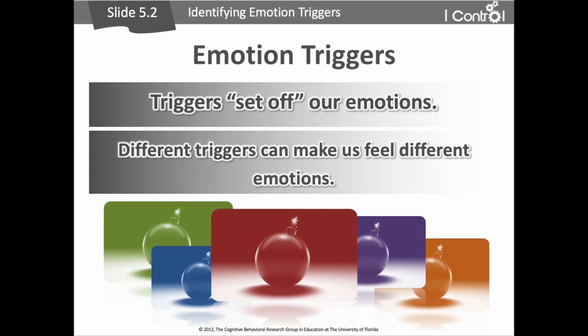In Lesson 5, you're going to learn about emotion triggers. Identifying your triggers is an important part of having self-control. Triggers are things that set off your emotions. Different triggers can make you feel different emotions. For instance, being tripped in the hallway can make you feel angry or embarrassed. Taking a test can make you feel frustrated or overwhelmed. Seeing an old boyfriend or girlfriend talking to a new girlfriend or boyfriend can make you feel jealous, sad, or angry. It's important to understand that triggers and the emotions that follow are normal, and everyone experiences them.